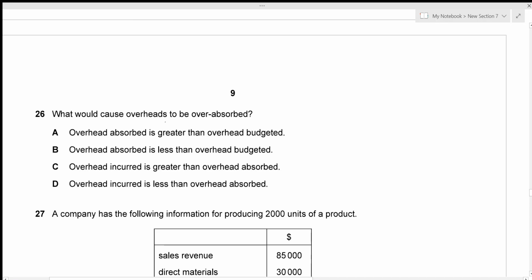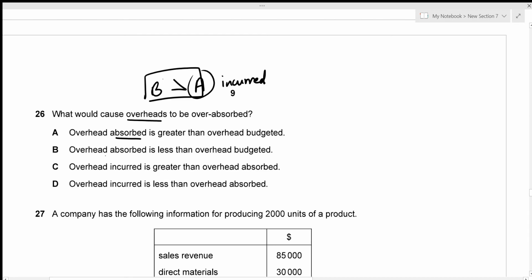What would cause overheads to be overabsorbed? So we're talking about overheads, and we know that they're going to be overabsorbed only when the budgeted overhead is greater than the actual overheads. Alright, we're looking for this. The first one is overhead absorbed. So we're not talking about overhead absorbed. So this is going to be the budgeted overhead and the actual overhead incurred.